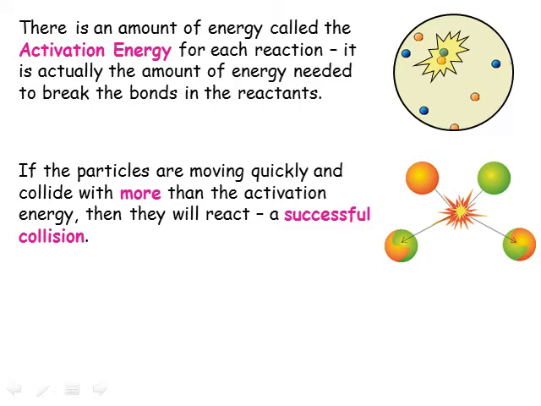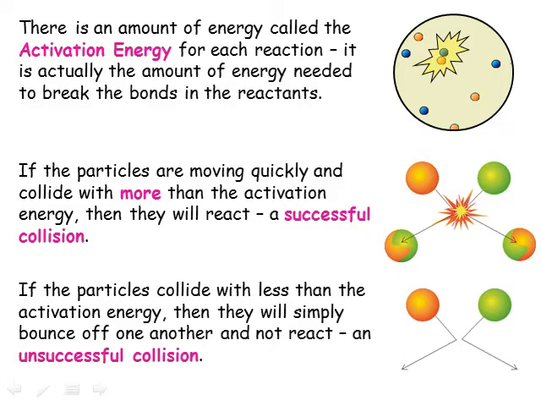If the reactants collide with more energy than the activation energy, then we have a successful collision and these molecules react to form the products. If the reactants collide with less than the activation energy, then the collision is unsuccessful and the reactant particles just bounce off one another and carry on moving. We can see how collision theory is telling us that the rate of a reaction is determined by the number of successful collisions per second, which we could also refer to as the frequency of successful collisions.